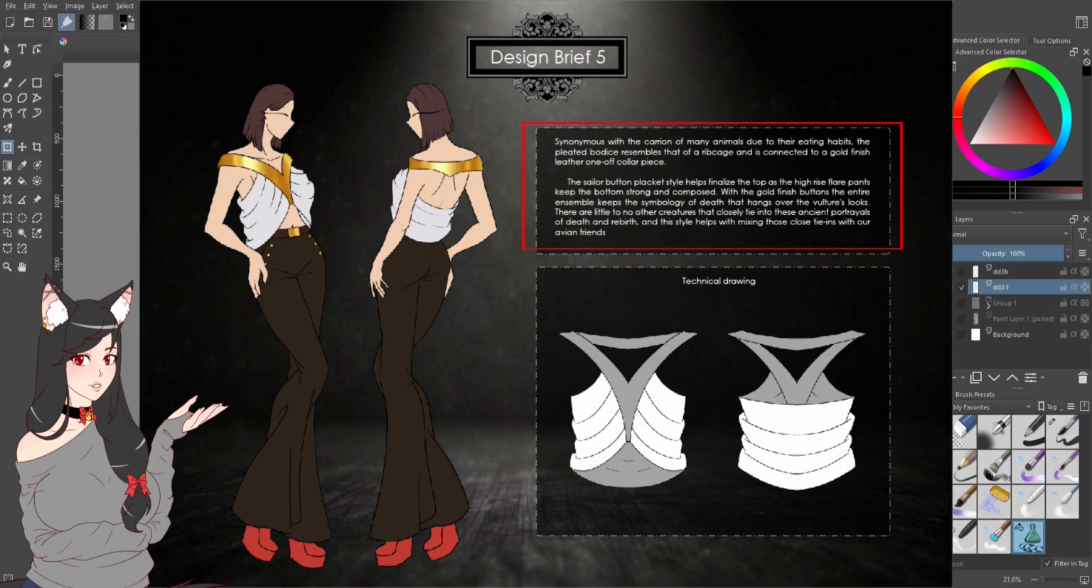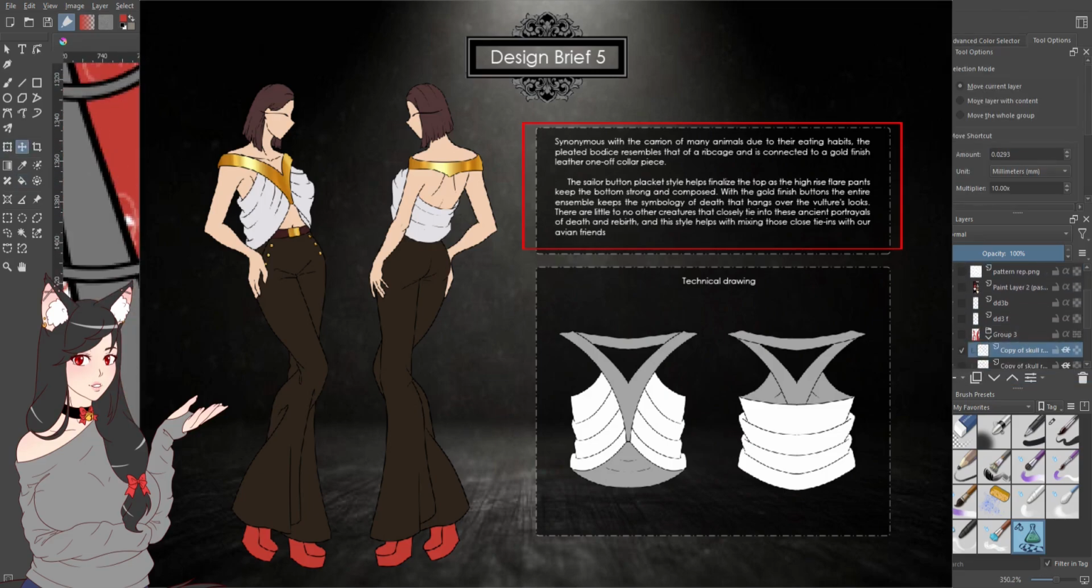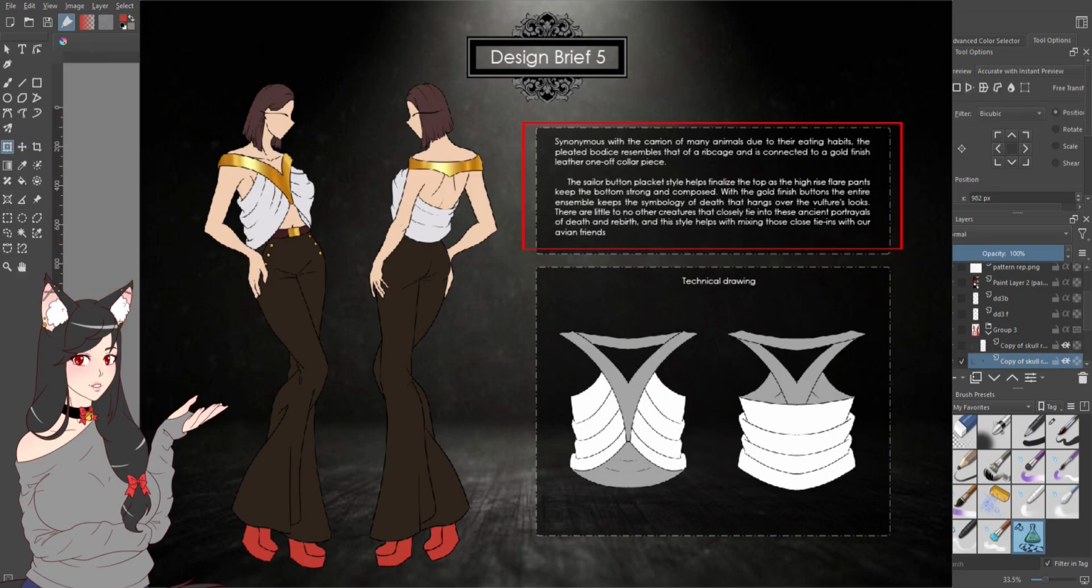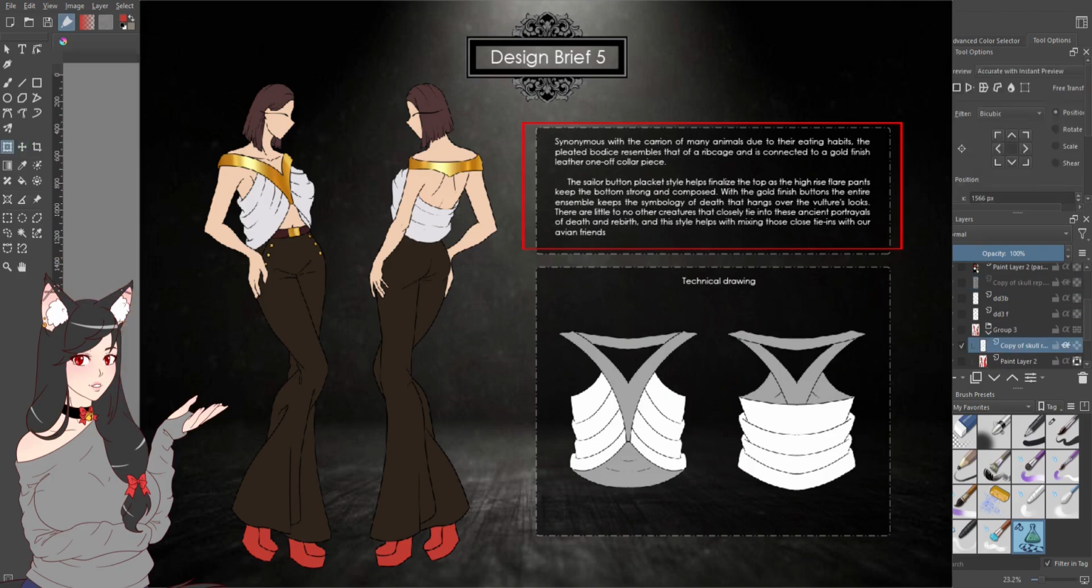On the pants, the sailor button placket style helps to finalize with the top, as the high-rise flare pants keep the bottom strong and composed. With the gold finished buttons, the entire ensemble keeps the symbology of death that hangs over the vulture's look. There are little to no other creatures that closely tie into these ancient portrayals of death and rebirth, and this style helps with mixing those close tie-ins with our avian friends.